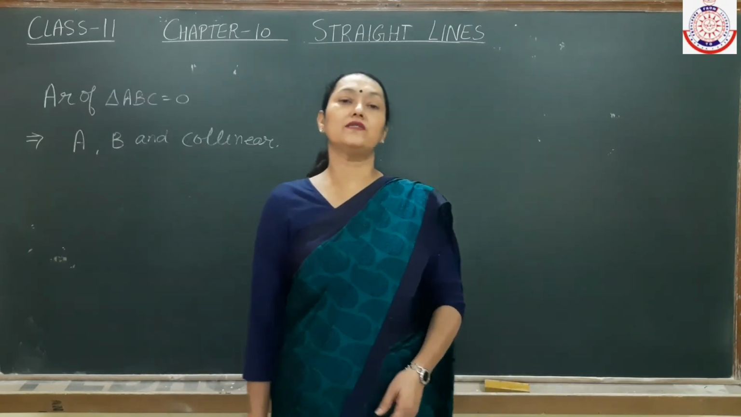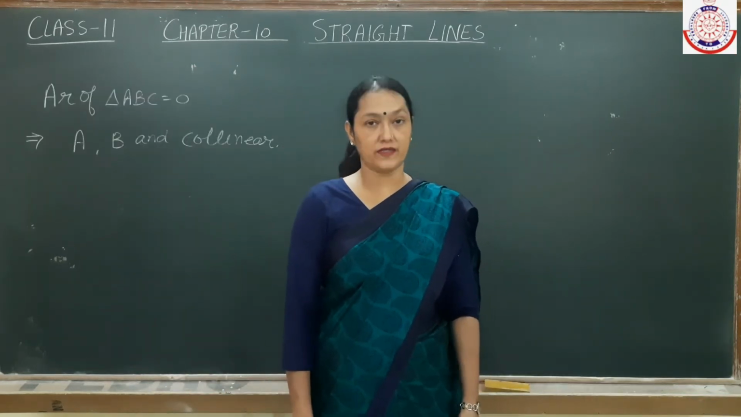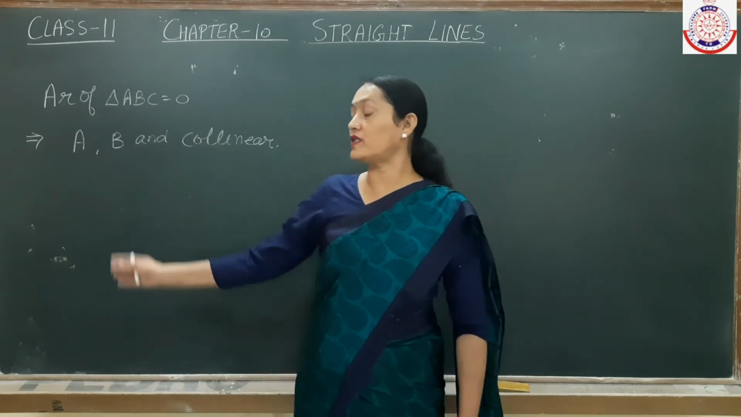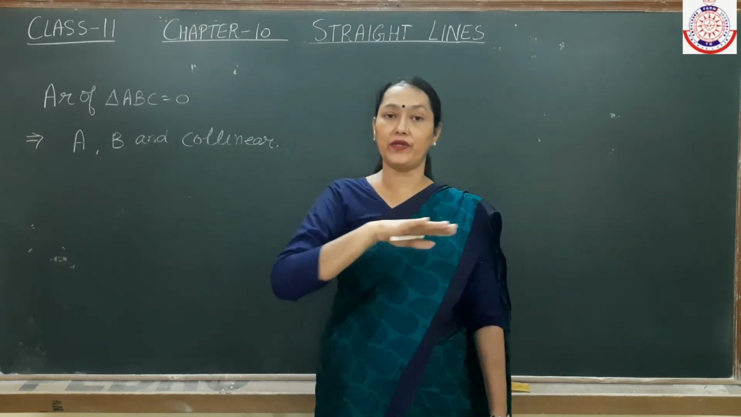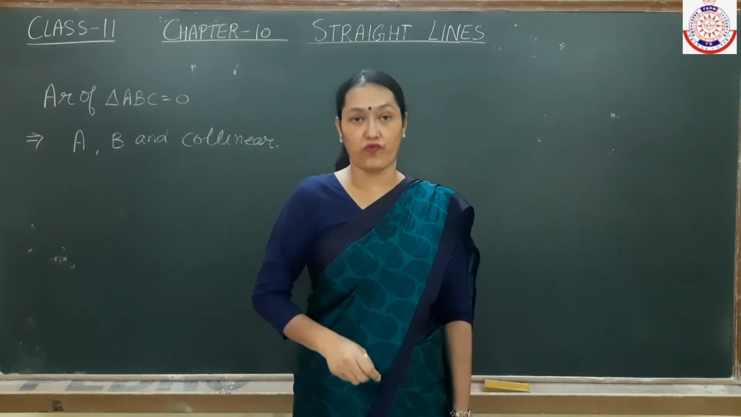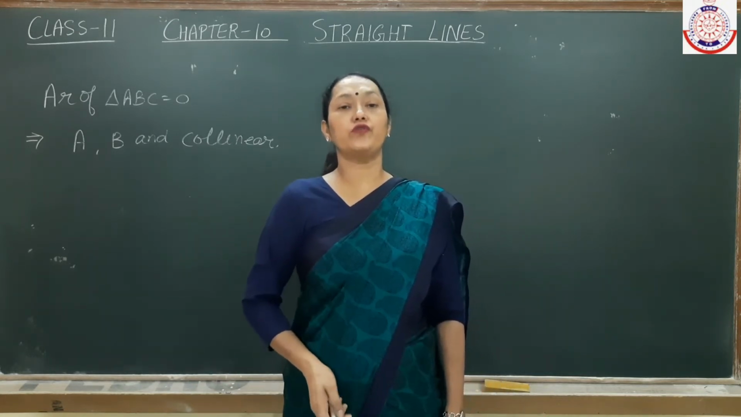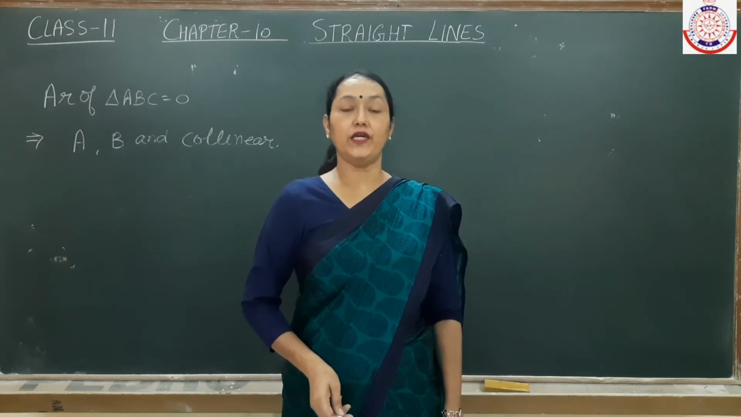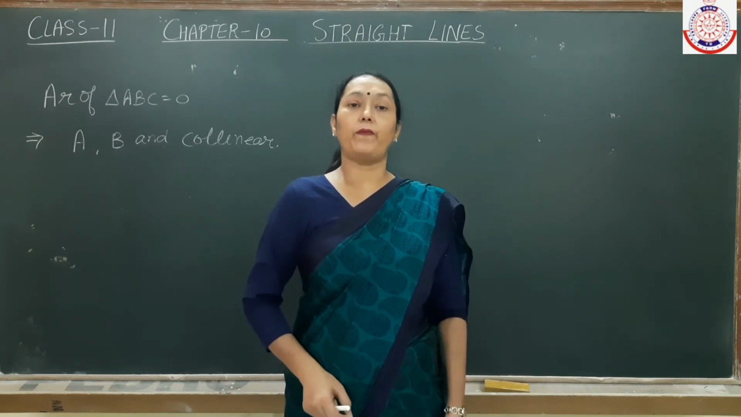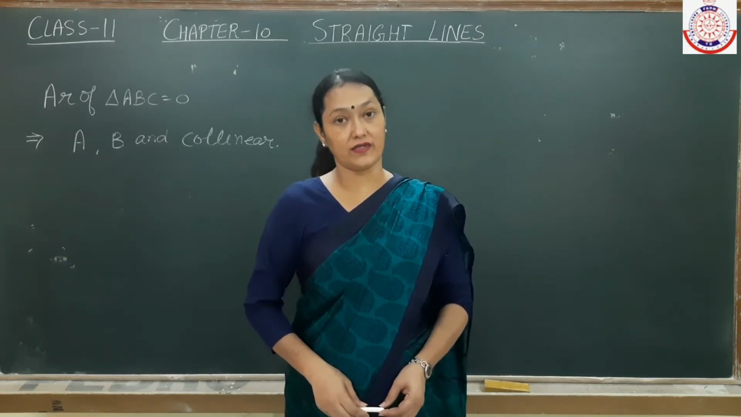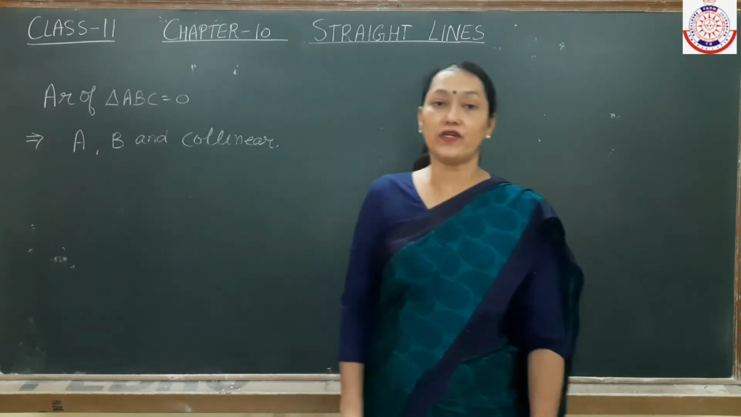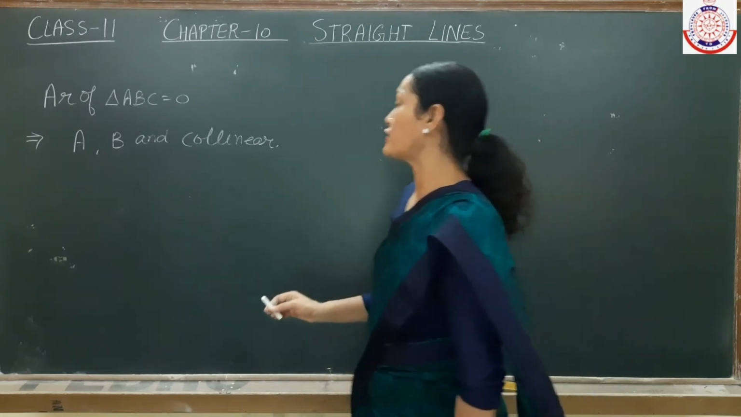We have also learned that if the area of triangle ABC is 0, it implies that the points A, B and C are collinear points. That means the 3 points are lying on a straight line. Triangle is not formed. Now we'll continue with the study of coordinate geometry to study the properties of the simplest geometric figure, that is straight lines. So under straight lines, the first topic we'll be doing is slope of a line.